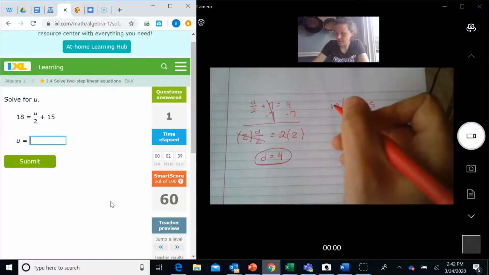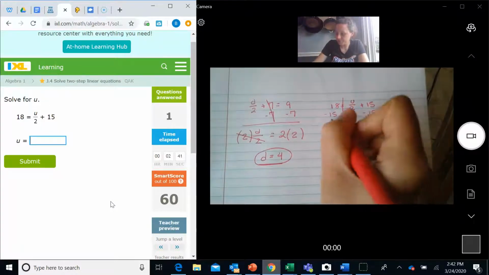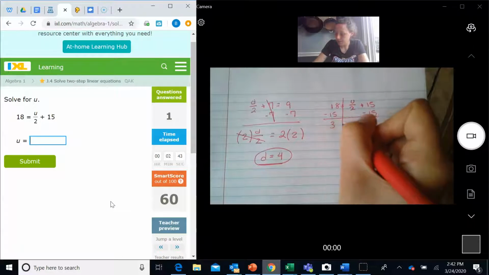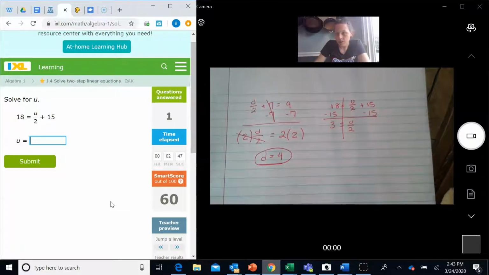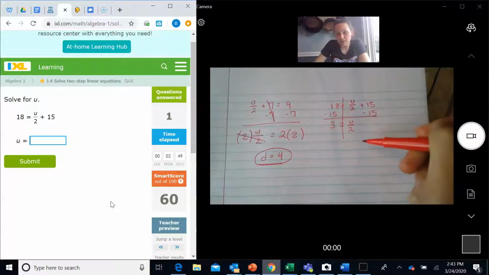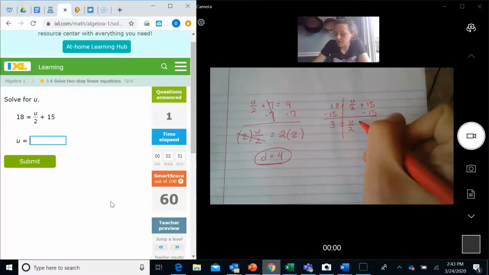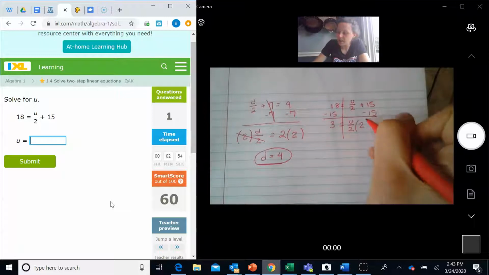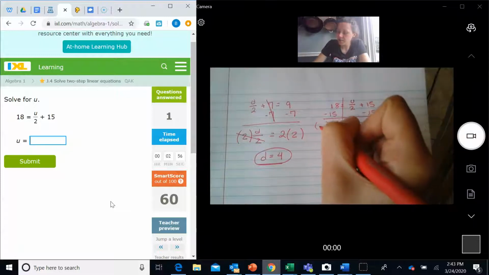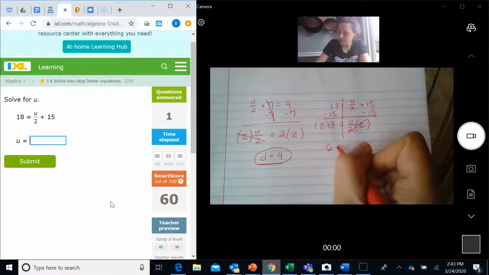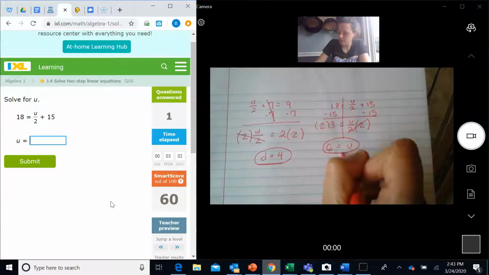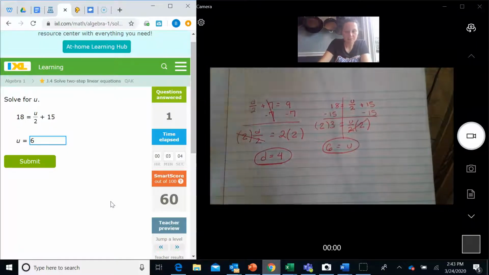What I do to one side, I have to do to the other. So I get 3 is equal to U divided by 2. Since I've got a division problem, I have to get rid of that by doing the opposite of dividing, which is multiplying. What I do to one side, I have to do to the other. I get 6 is equal to U. So I've got that.